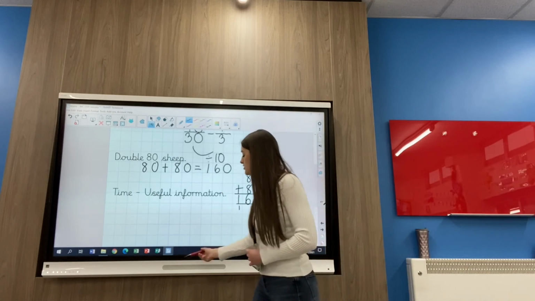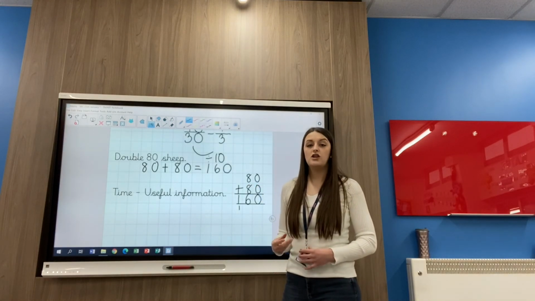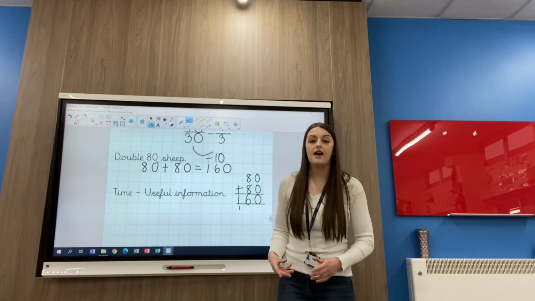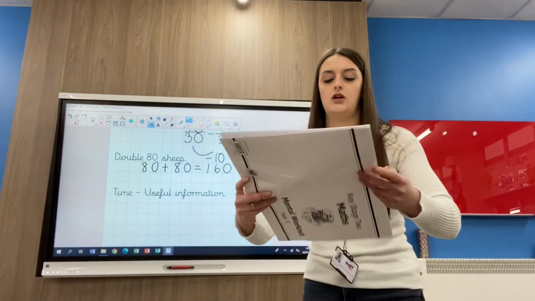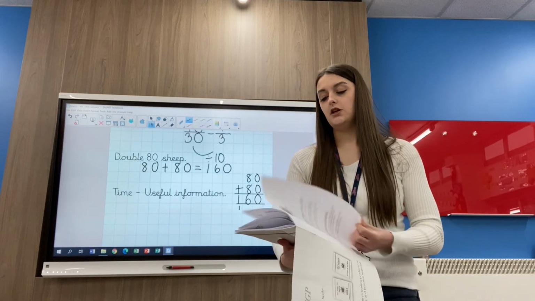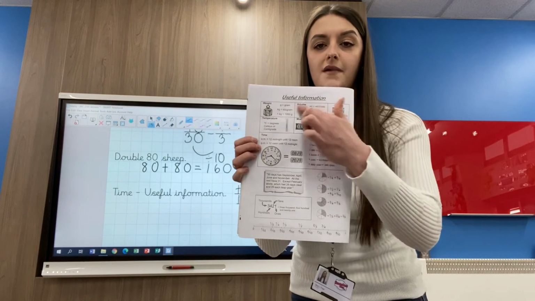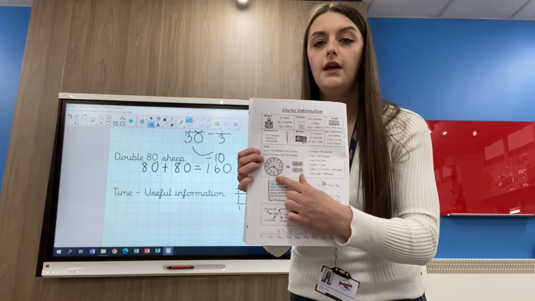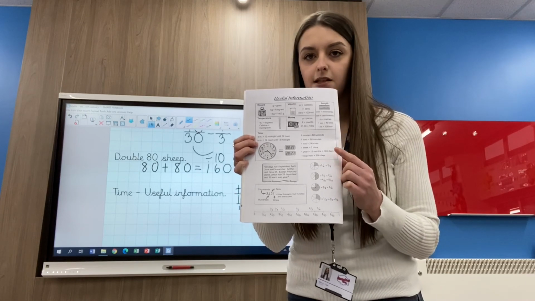Now, the last question on that section is about time. So if you're struggling with your time, remember a nice top tip for you. At the front of your books, you've got a page that's got useful information on. It's got lots of measurement things on there to help you, including the time. So if you're really struggling, have a little look at this.